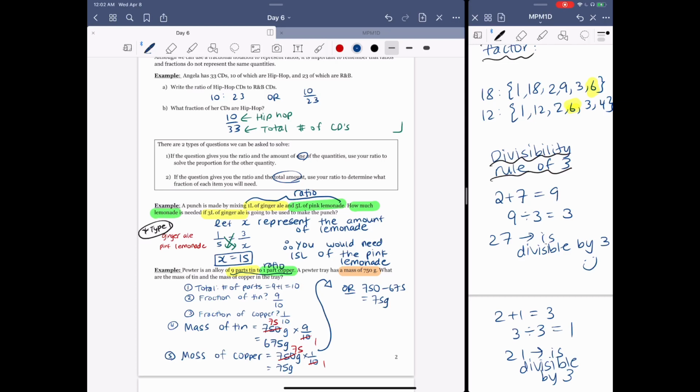So therefore, statement. Therefore, the tray is made up of 675 grams tin and 75 grams copper. So this is like a type 2 question.